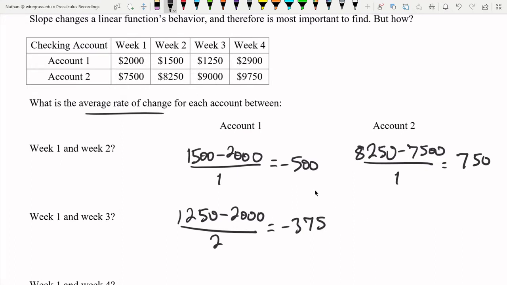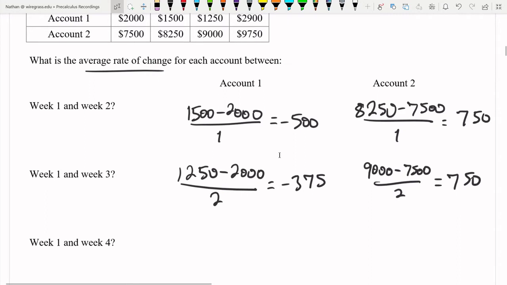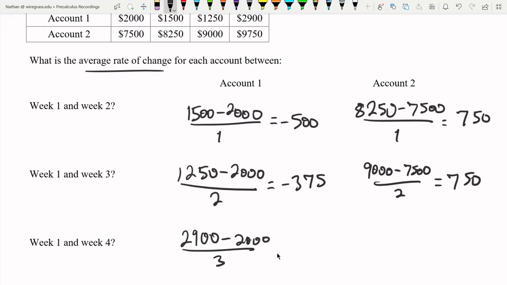For account 2, we have 9,000 as the final, 7,500 as the initial. That's going to be 1,500 divided by 2, 750 again. Okay, last one, week 1 and week 4. That's going to be a 3-week jump. The final is 2,900. Oops, I need to subtract it from the initial. The initial is still 2,000. Now we have a 3-week jump. This is 900 on the top, divided by 3 is $300.